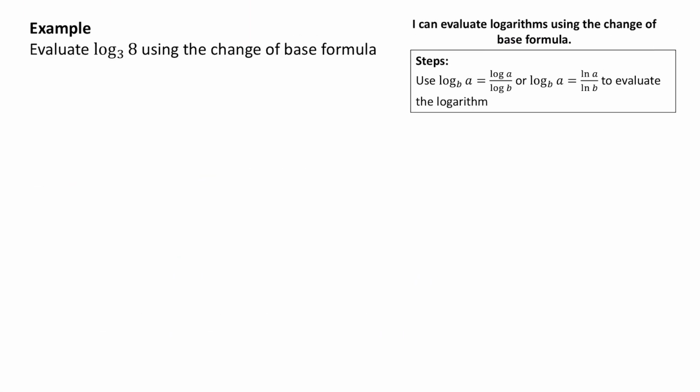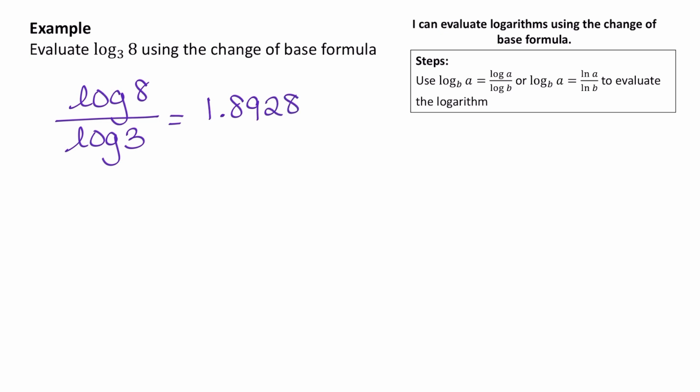So let's try evaluating the log base 3 of 8 using the change of base formula. You can use the common log or the natural log. I'm just going to use the common log, and so I get the log of 8 divided by the log of 3. Then all I'm going to do is type this in my calculator. So I do log of 8, and then hit enter, and then divided by log of 3. When I do that, I'm going to round it to 4 decimal places because that's what we usually do when we're evaluating logs. So I have 1.8928. And I'm going to change this to an approximately equal to sign because I'm just estimating this log. It's not the exact value.